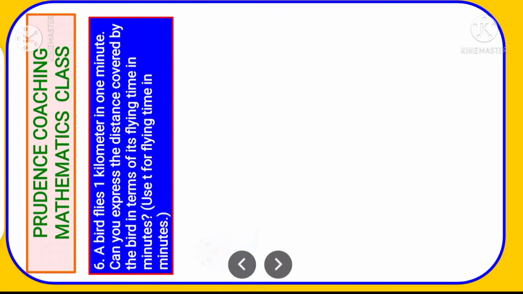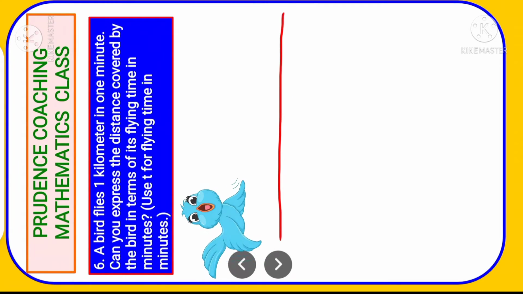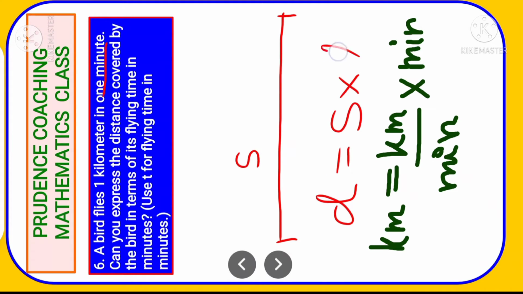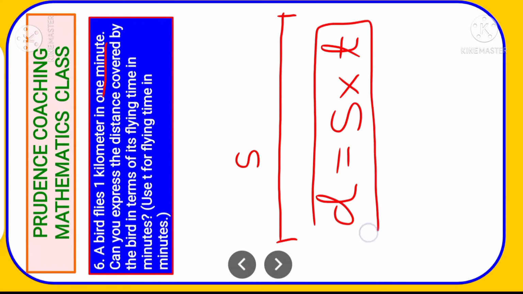So how are you going to find out? As you can see, if the bird starts from here till here, a certain distance will be covered, that is, from this point to this point is the distance. So this distance equals speed, meaning in a minute, as everything is given in minutes. In a minute, how many kilometers the bird can fly, that is the speed of the bird. So speed into time, how many minutes the bird is flying. You should remember that the formula of distance is speed into time.